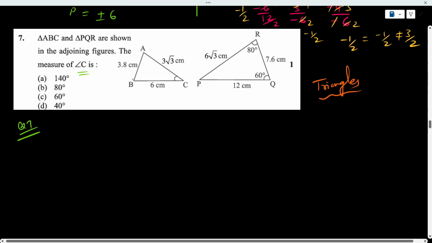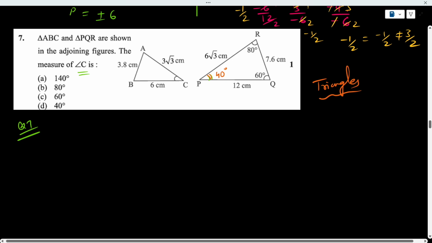Now, if I can find out the relationship between these two triangles, if they are similar, I know the corresponding angles are equal, correct? Now, first you find out, two angles are known. So, using the angle sum property, what is going to be the measure of angle P? It is 80 plus 60, 140, 180 minus 140, it is 40 degrees, right? Now, how can I show that both the triangles are similar? I don't see any angle measure in triangle ABC.